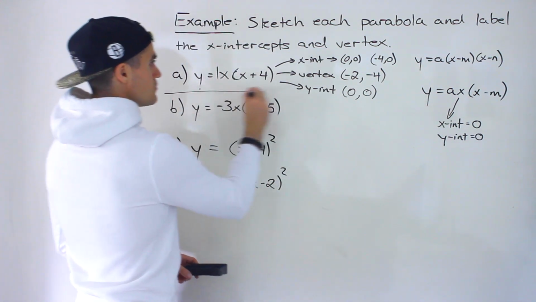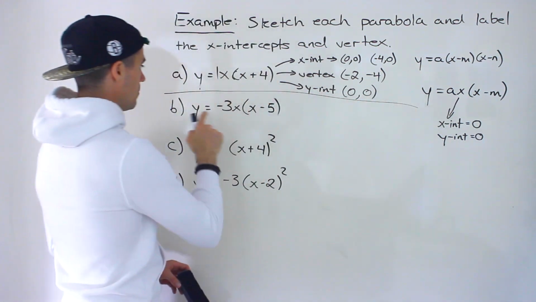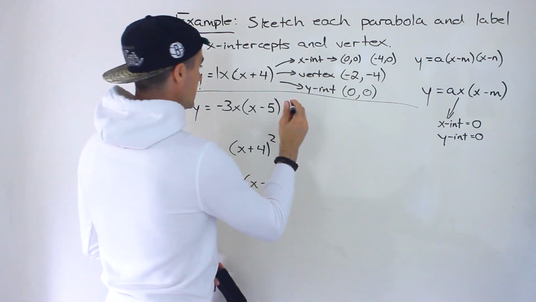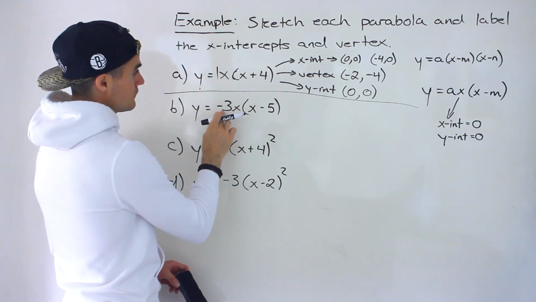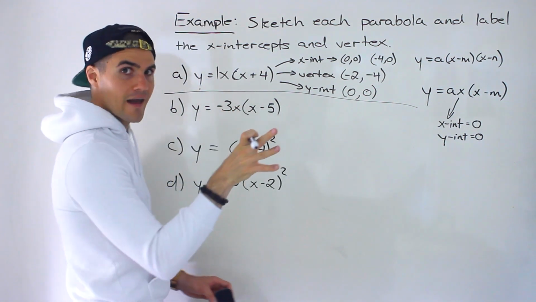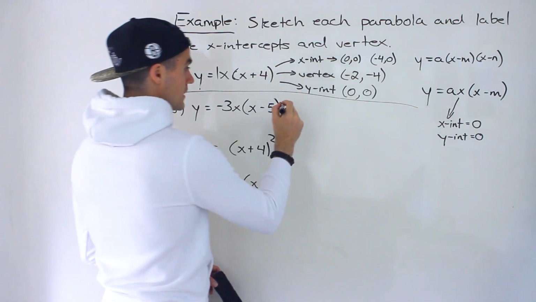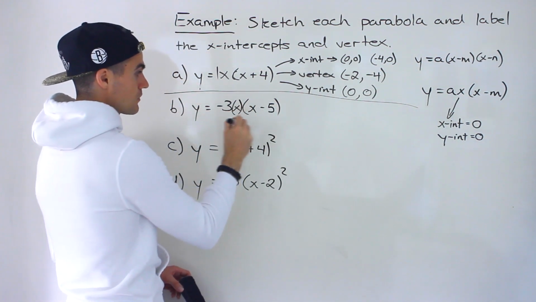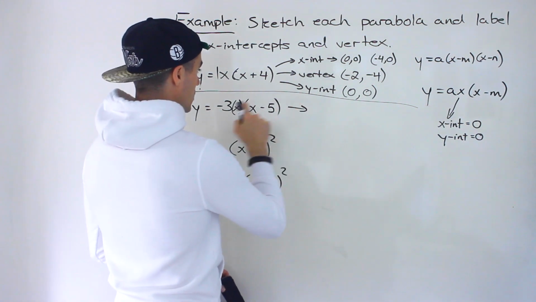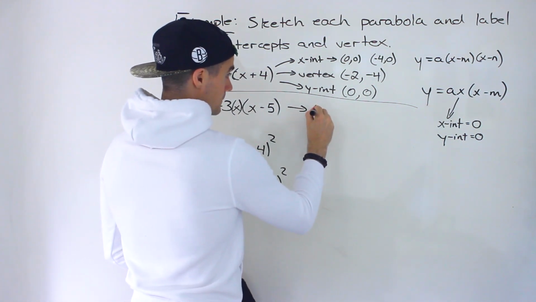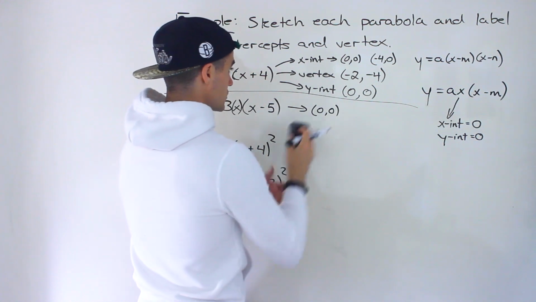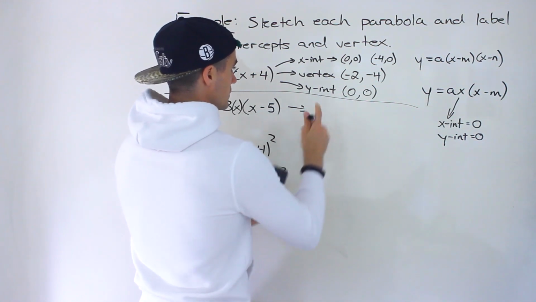All right, so let's move on to part B. Now, part B in this case, notice we have an a value of -3, but that doesn't affect the x-intercepts. I mentioned that in the previous video as well. The x-intercepts we're always just getting from the factors. So the first x-intercept is 0 and 0. Actually, let's label this.